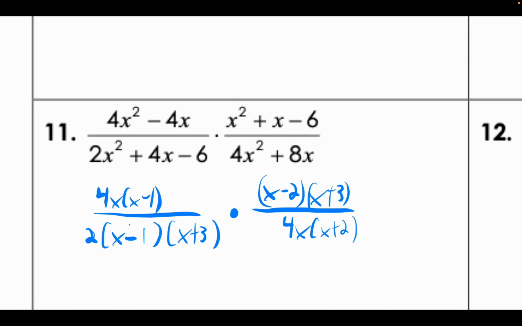A numerator could be left or right, and anywhere in a denominator could be left or right. So I see an x plus 3 on the top and the bottom, so I reduce those. I see an x minus 1 on the top and bottom, so I can reduce those. And I see nothing else here, because this is a minus 2 and this is a plus 2. Okay, so those are going to stick. Those are going to stay.